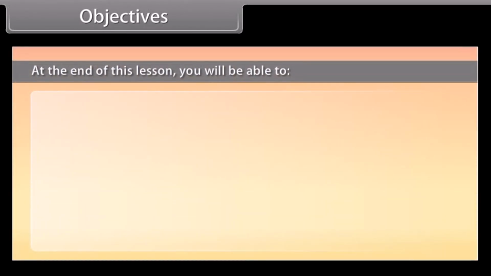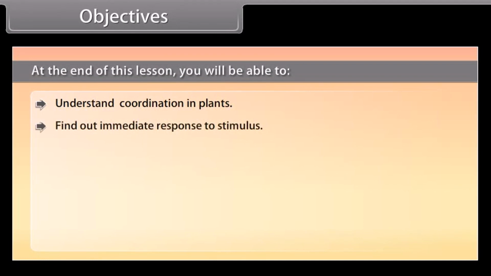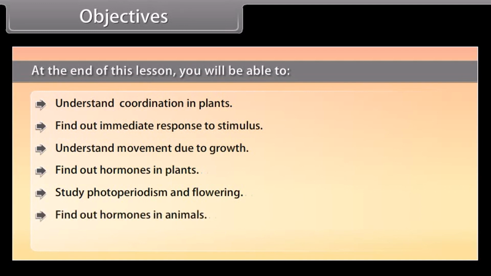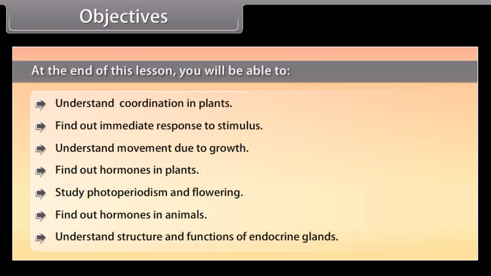Objectives. At the end of this lesson, you'll be able to understand coordination in plants, find out immediate response to stimulus, understand movement due to growth, find out hormones in plants, study photoperiodism and flowering, find out hormones in animals, and understand structure and functions of endocrine glands.